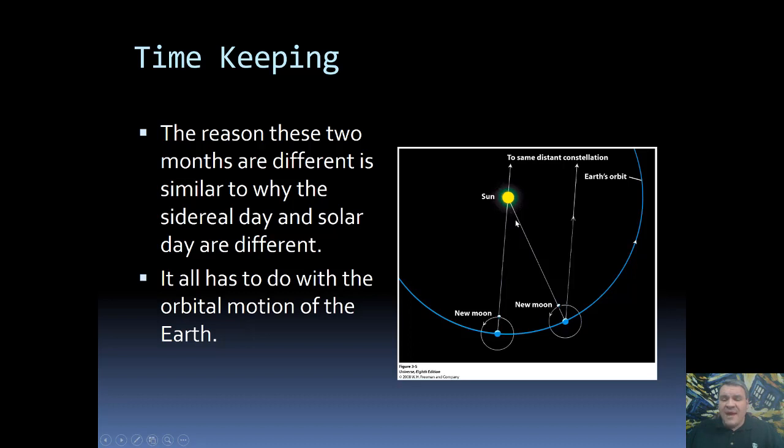But for it to line back up with the sun, so in this case we've got new moon, then as the Earth moves, the sun is going to drift position in our sky, so the moon has to travel farther to then line back up with the sun in our sky. So because of that, a synodic month is 2 and a little bit days longer than a sidereal month, because we are orbiting around the sun, which means when we're comparing to the sun, things take a little bit longer.